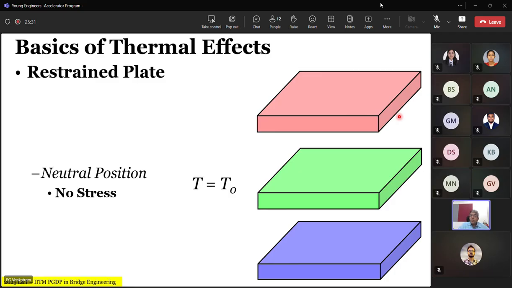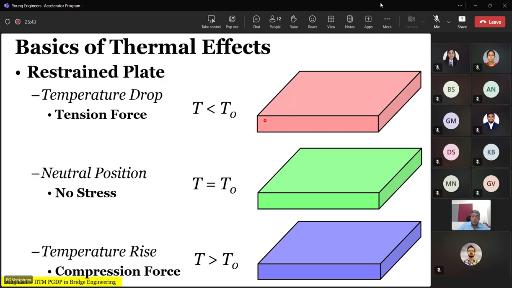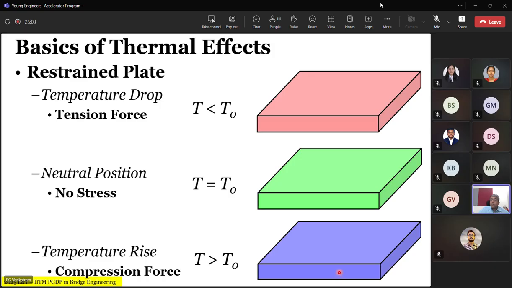Then what happens when it comes to a plate? Let us say we have a neutral position at T equal to T naught, with a rise in temperature and a fall in temperature. We describe it as a restrained plate, which means there is restraint all around. When the temperature drops from T to T naught, there is no deformation, but a tensile force appears in the plate. Similarly, when the temperature rises, there is no deformation, but a compression force develops in the plate. This is the situation when the plate is restrained from deformation.